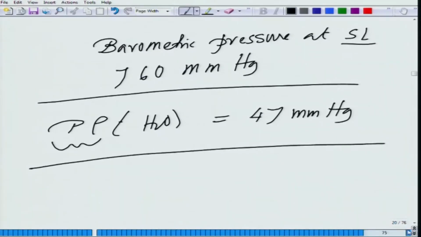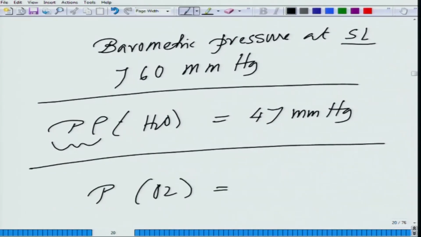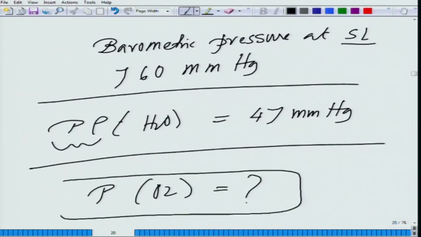So, under this value, if I ask you to calculate, one second, there is a confusion here. At this stage, I ask you, please calculate the partial pressure of oxygen. What will you do? This is what I am asking you to do.